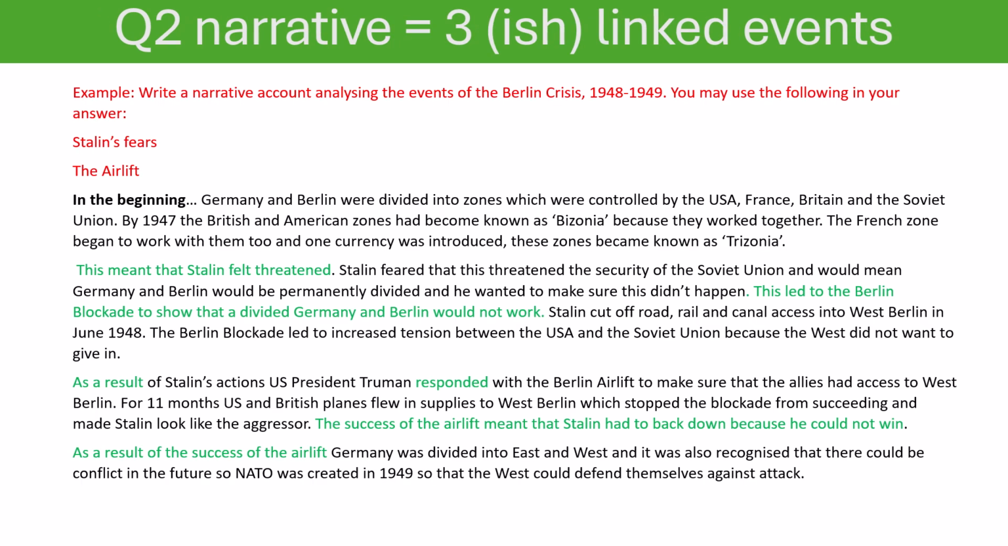So question 2 will be our narrative question, and with a narrative, you're really looking for about 3 to 4 events linked together that you can write about. Our example here is a narrative account analysing the events of the Berlin crisis 48 to 49. Now a sentence starter, if you're stuck for this question, just start with "in the beginning", and that will get you into the flow, because that's often the barrier for this question. So write down what happens at the beginning of that story. Useful phrases to link events together are "this meant that" and "as a result of this", and then explain how they link together. In the example in front of you, you've got those linking sentences in green. So pause the video for 2 minutes and read through and identify how events are linked together.